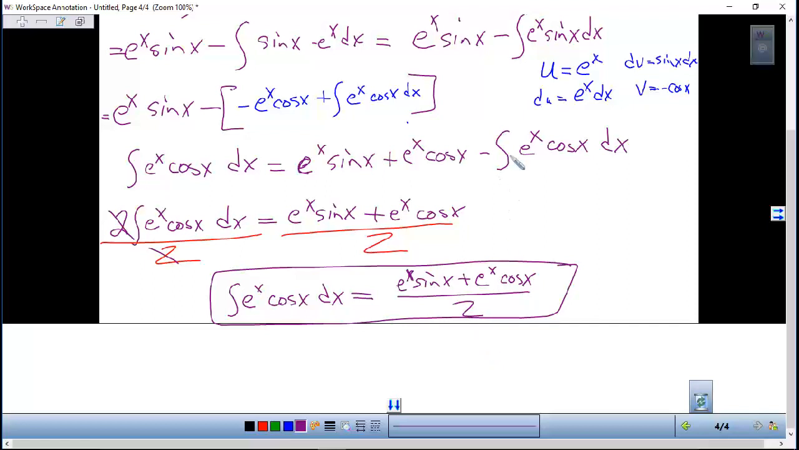So don't freak out if you end up getting something that has some number other than 2 over here, and you're going to add that many over here. If you ended up having 6 integrals of e to the x cosine x dx, you would just divide both sides by 6 again. So it's not going to change. It's still, guys, just math. Those rules still hold true.